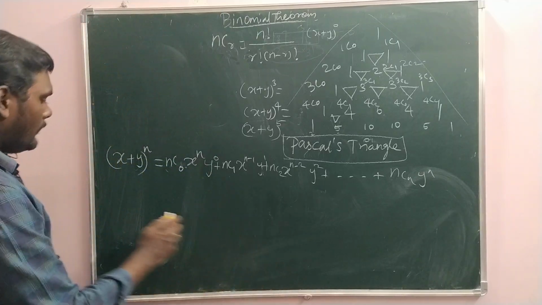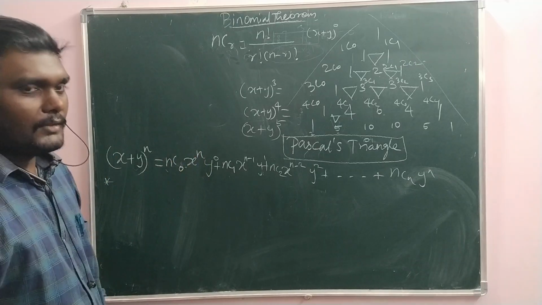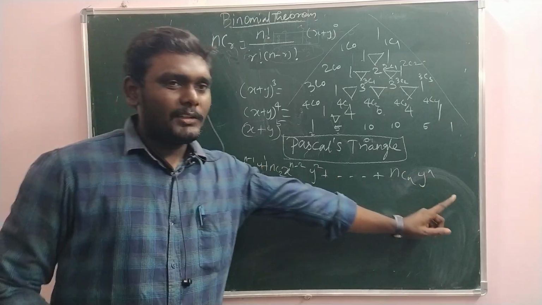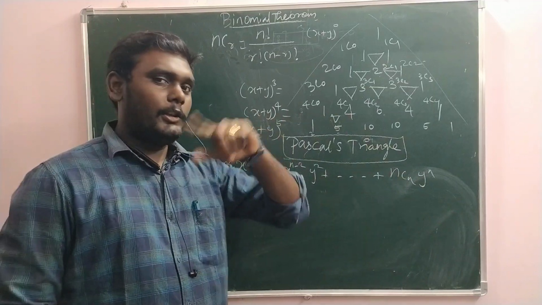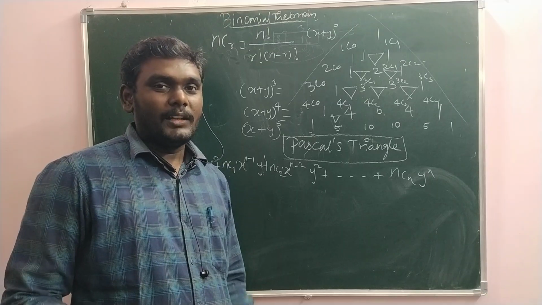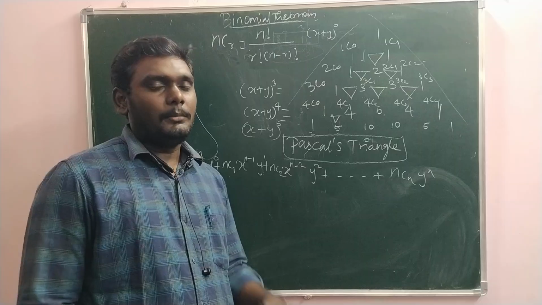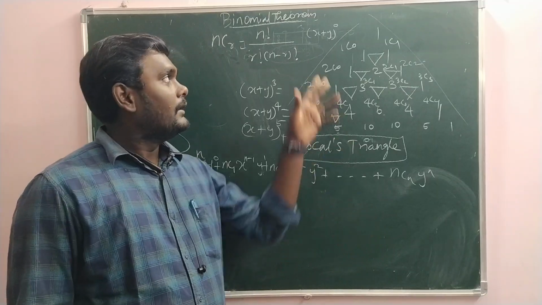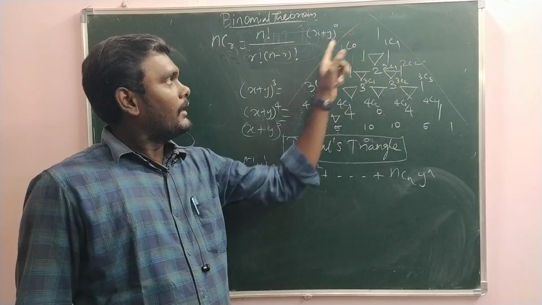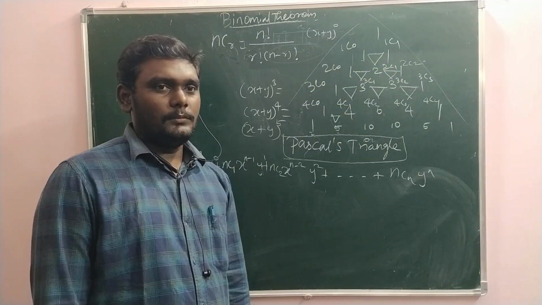And these coefficients, we can make some observations on this. That observation is, if the power is n, it will be having n plus 1 terms. What is r? That r is the number of terms in the expansion. See here, power 0 means we will be having 1 term. Power 1 means we will be having 2 terms.